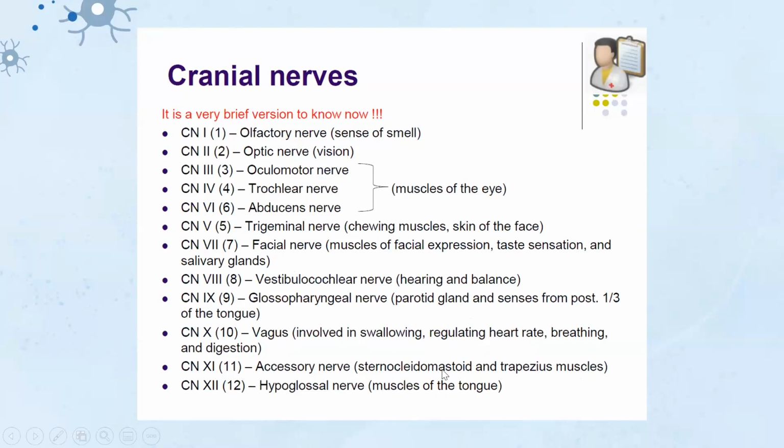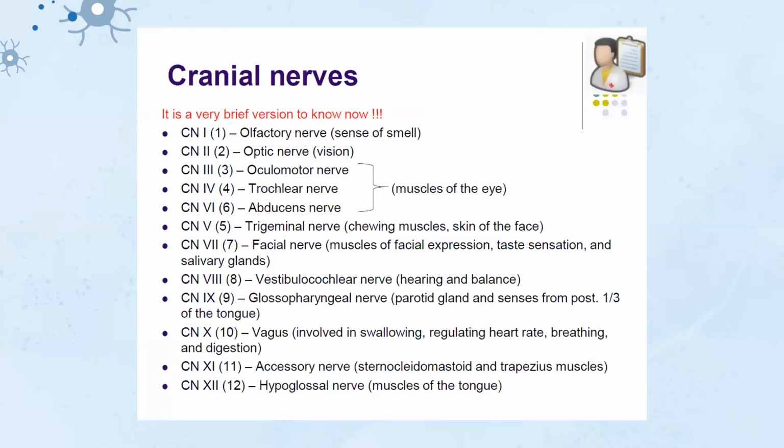Sternocleidomastoid, the sternocleidomastoid muscle, helps you in moving your head to the right and to the left. The final nerve is the 12th nerve, the hypoglossal nerve, which is responsible for moving the muscles of the tongue. So the reason behind you moving the muscles of the tongue is because of the hypoglossal nerve.